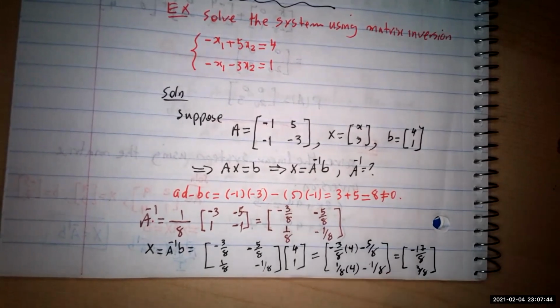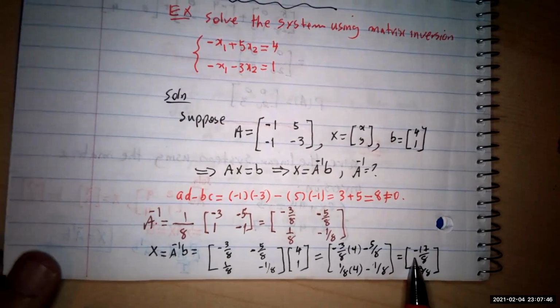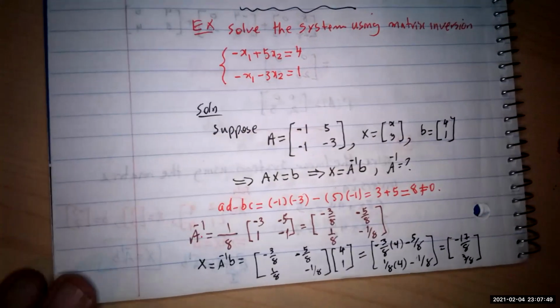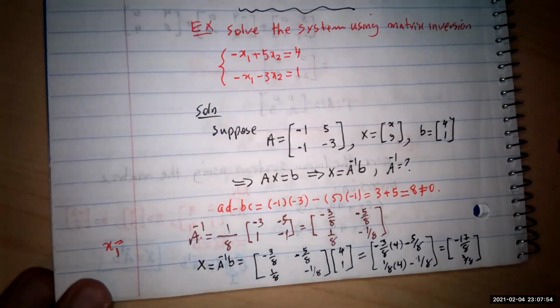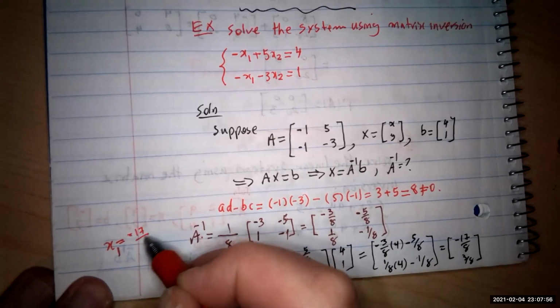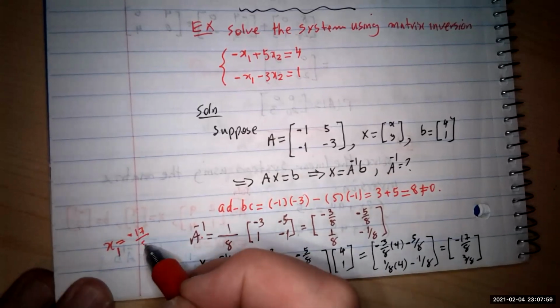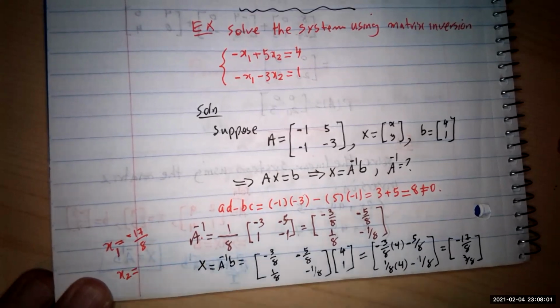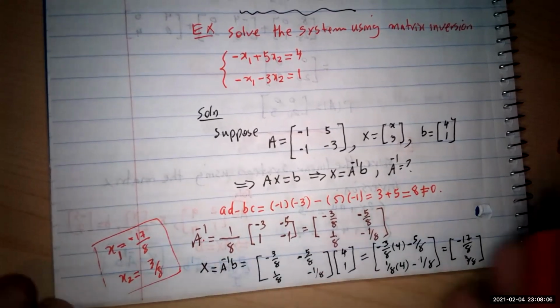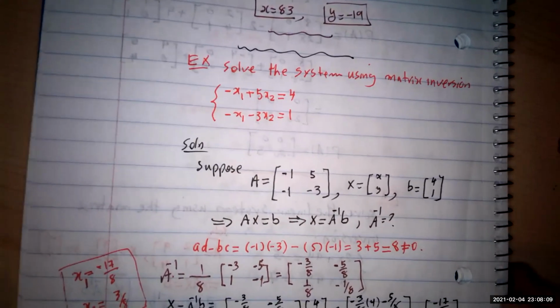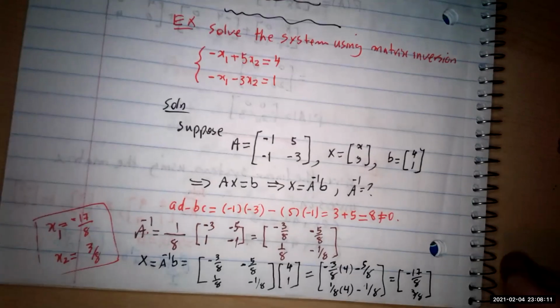Okay, so the solution of your system, this is it. Your x would be, I write it down over here: x1 is going to be negative 17 over 8, and x2 is going to be 3/8. So that gives you the solution of the system. We call it inversion techniques, or the matrix inversion. And that's the kind of application of the inverse so far to get the numbers.